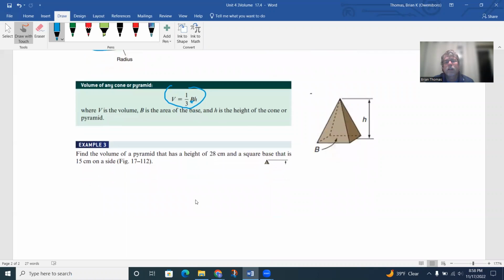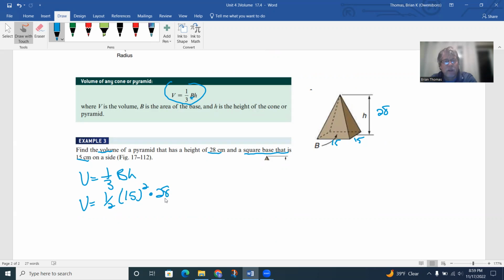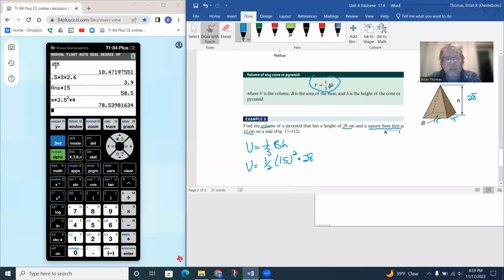So if I want to find the volume of a pyramid that has a height of 28 centimeters and a square base that is 15 centimeters on the side, what they're saying is the base is a 15 by 15 square, and the height is this 28. Since this is a pyramid, our volume is going to be 1/3 that base area times the height. Since the base is a square, that's going to be 15 squared. That's how I find the area of a square, side squared, and then times the height, which is this 28.